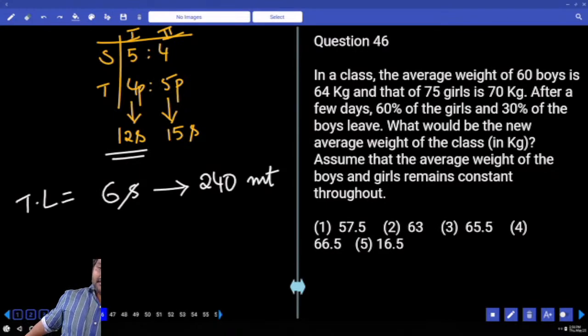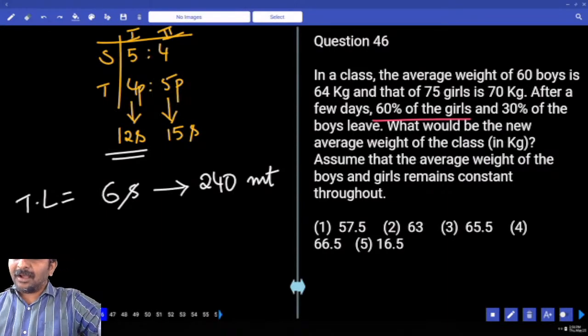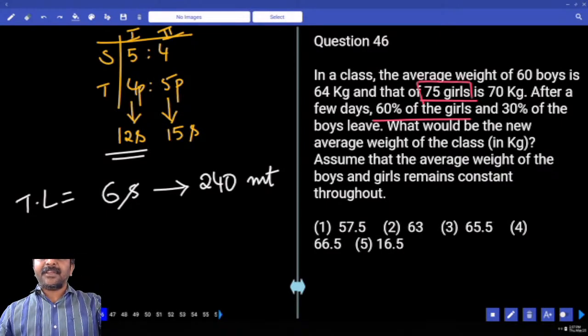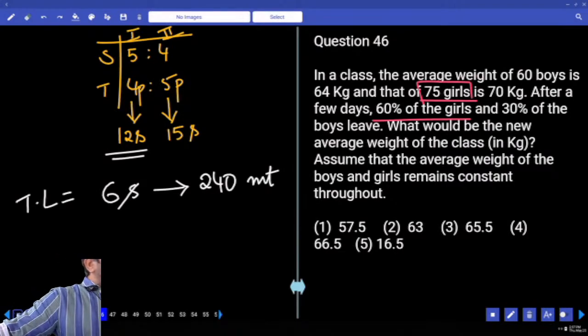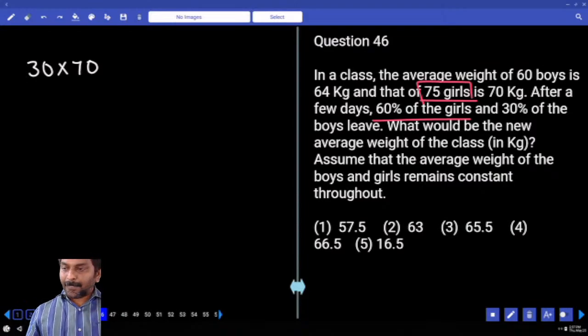Okay. Now, 60% of the girls are leaving. How many girls are already there? 75. 60% of them are leaving. Then how many are present? 40%, calculated on 75 only. 10% double, double. So there are 30 girls and their average is mentioned as 70.